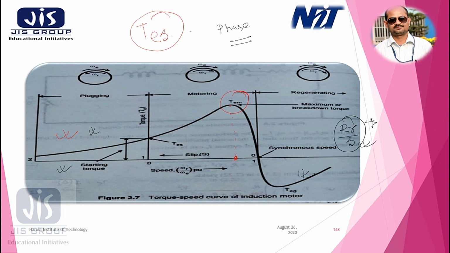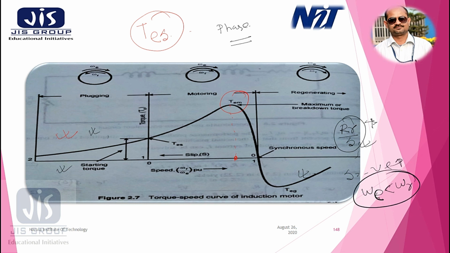When we studied the induction generator, we learned this theory. And one more thing: the machine stator frequency can be controlled to lower the synchronous speed, omega e, to less than omega r. Then only the slip in regeneration mode will become negative. So if omega e is less than omega r, then only the slip becomes negative.